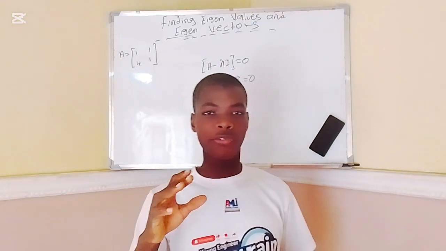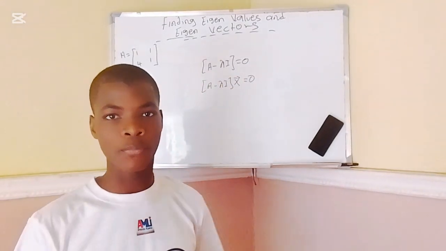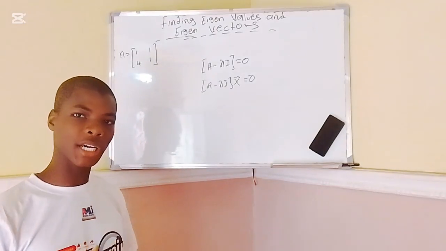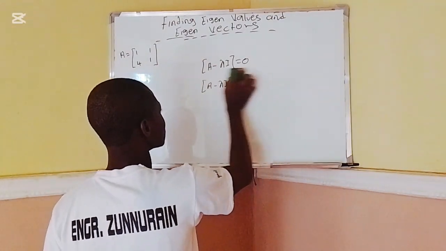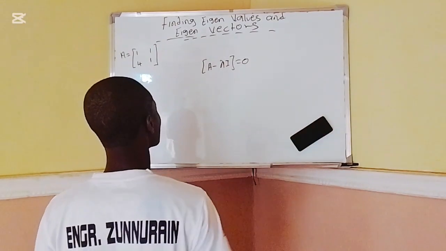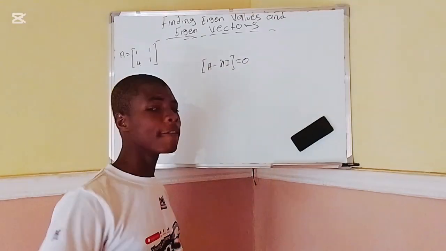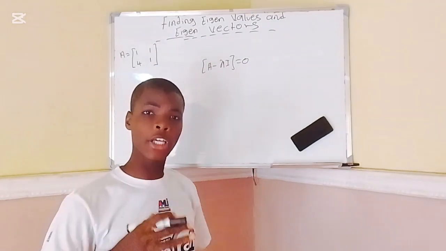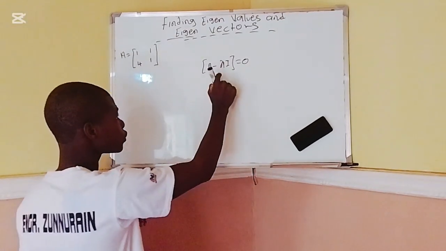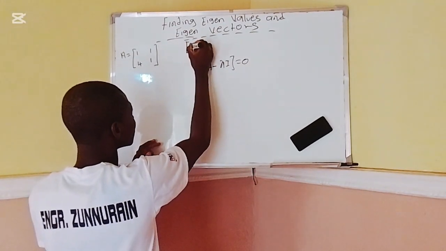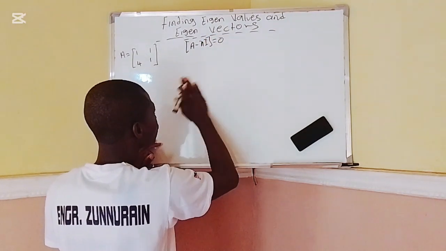Let's say we are asked to find the eigenvalues and the eigenvectors. So how can we find eigenvalues and how can we find the eigenvectors? Let's see what we are going to do. The general equation that you can be familiar with, to find the eigenvalues the easy way, is that A minus lambda I equals 0.